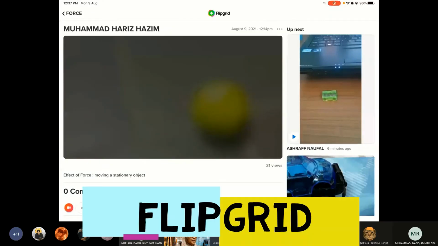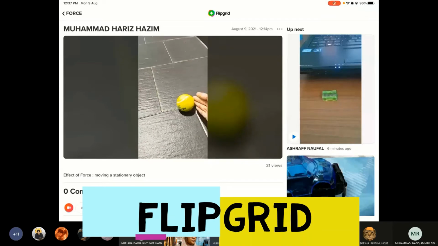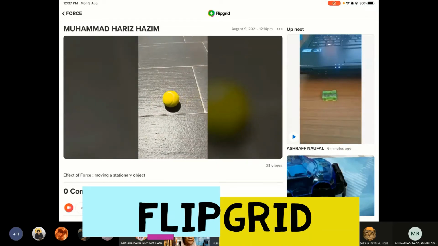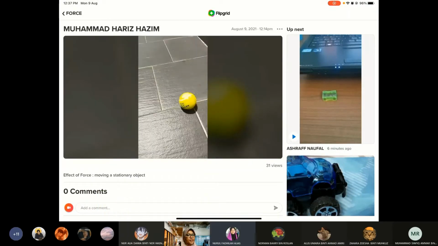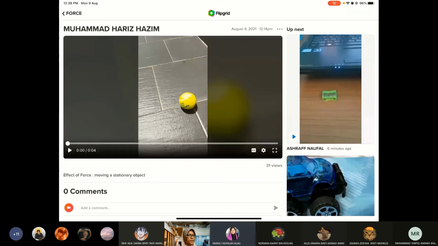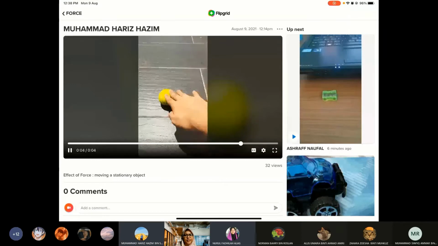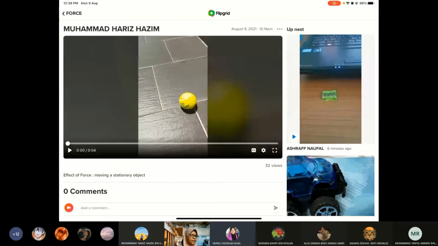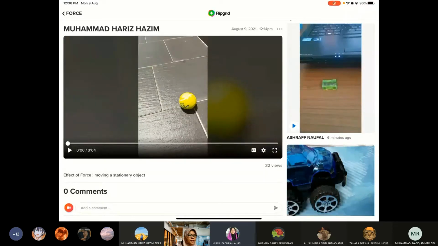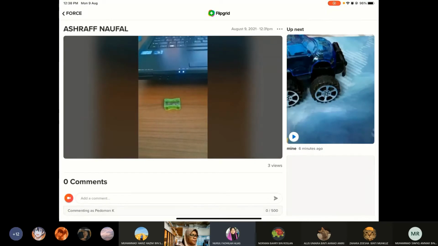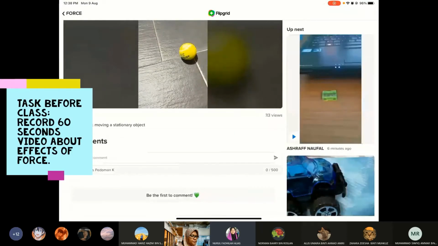Look at this, Ahmad Haris Hakim. So what is Haris trying to show us? Force can, what happens? Force can move a stationary object. Yes, exactly. Thank you, Haris. Who is this? Haris, and thank you to the person who responded just now. Okay, good.